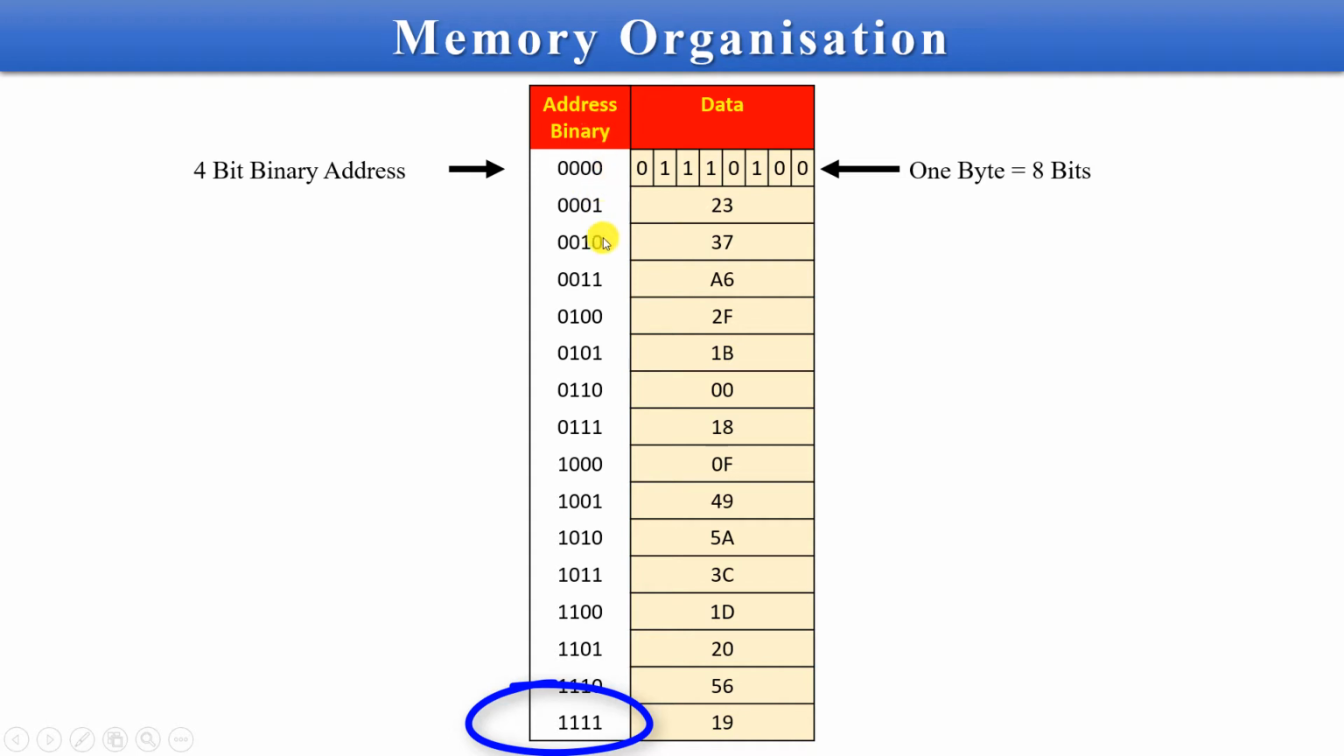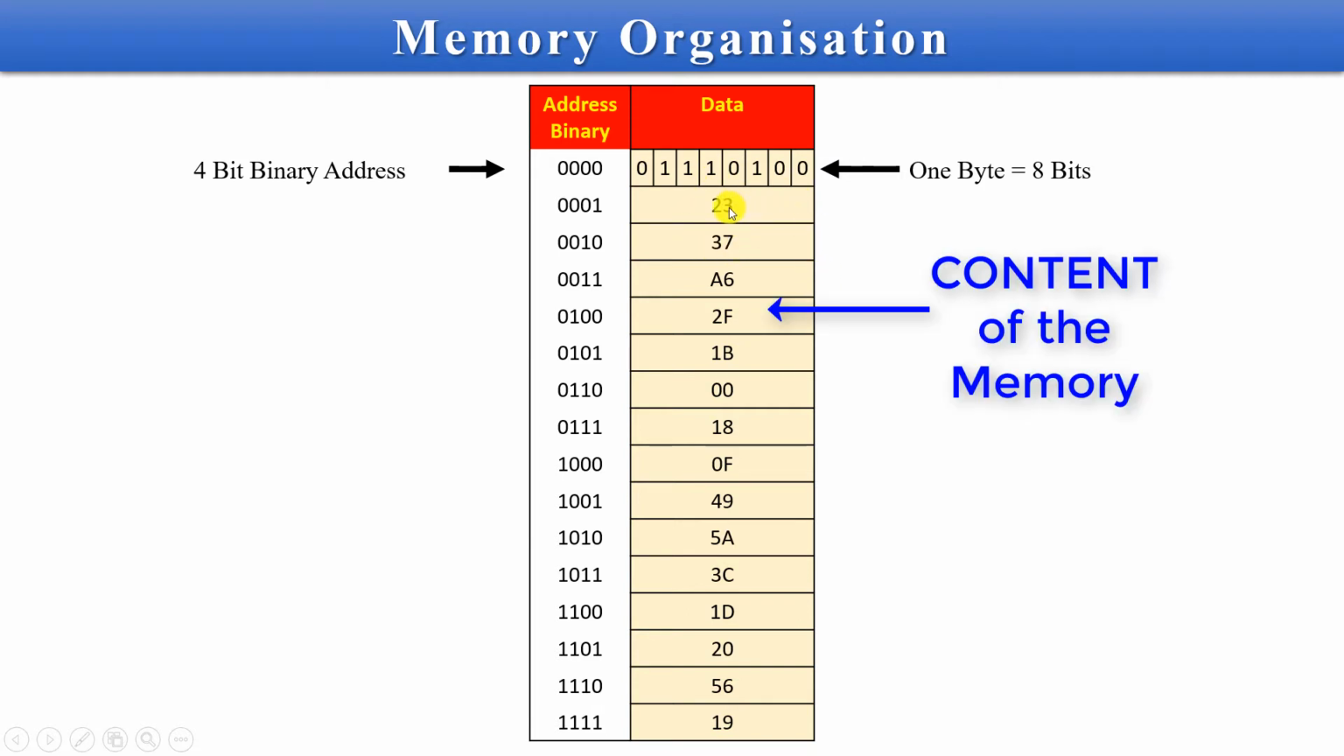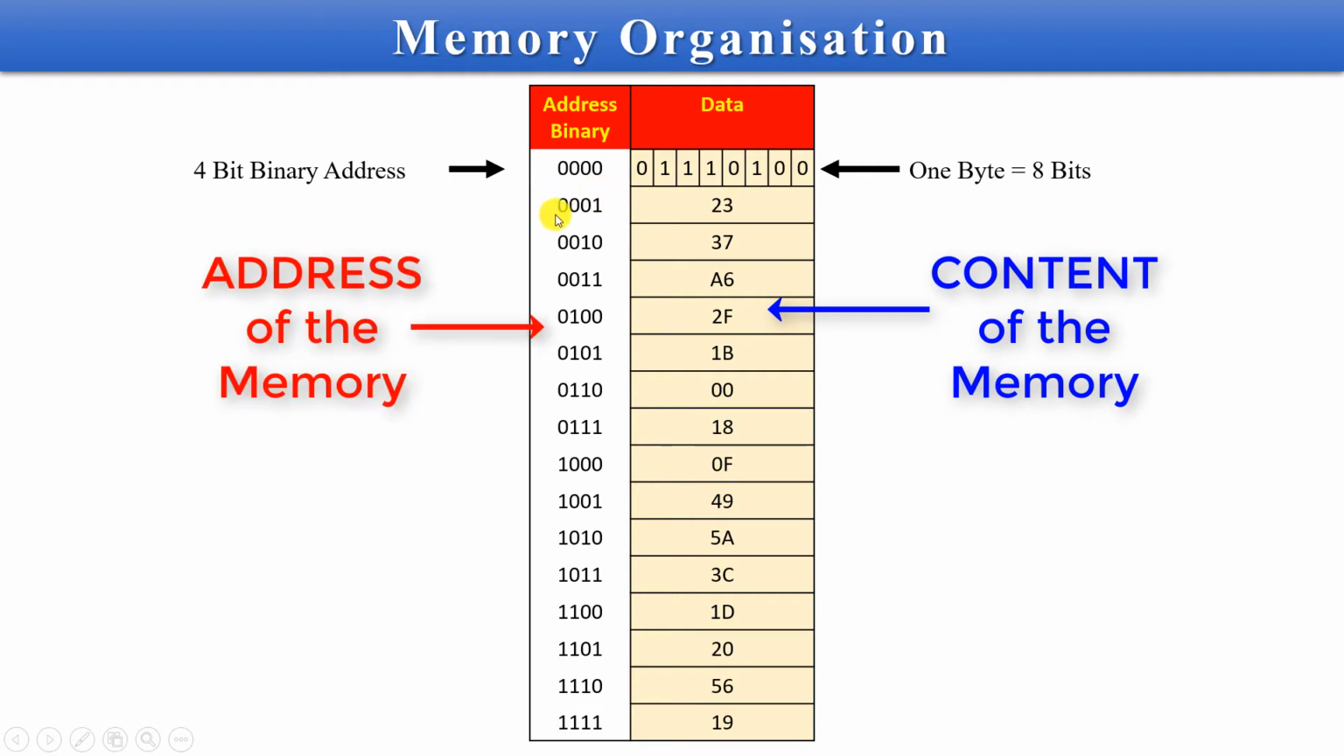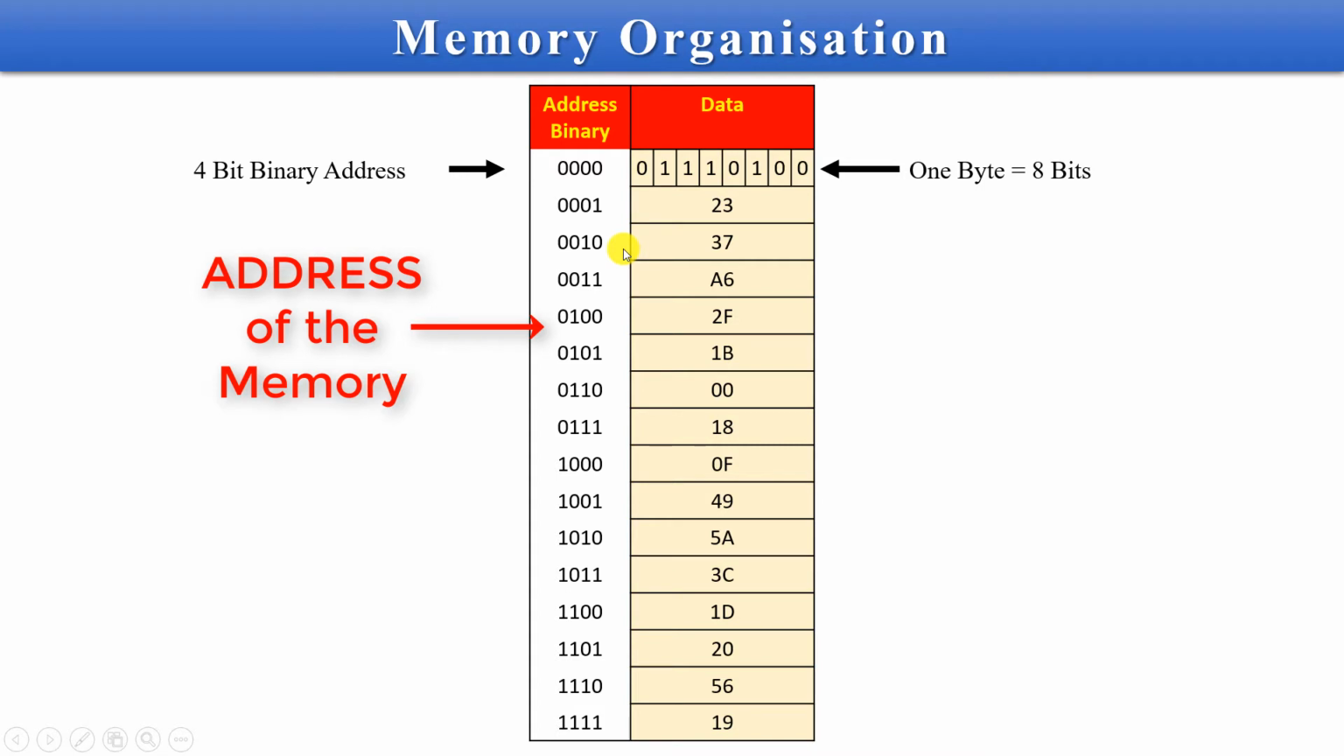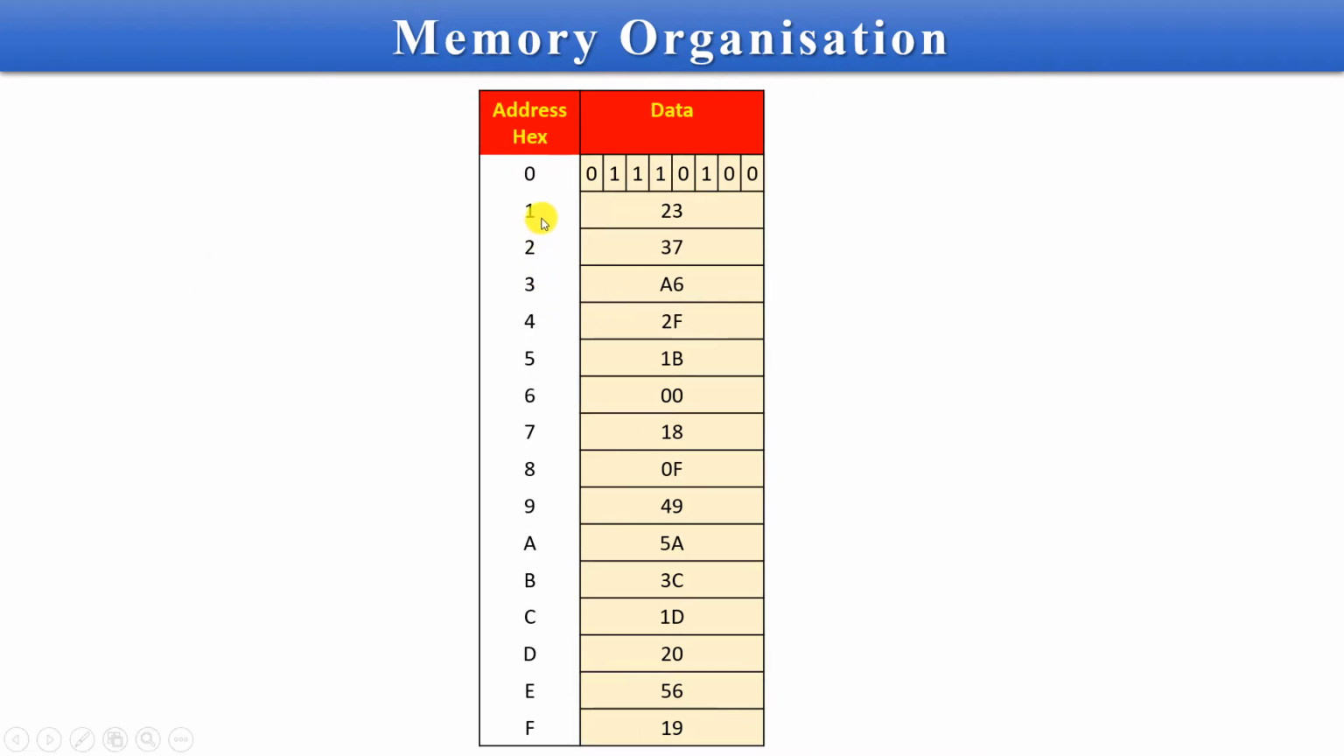So binary addresses are associated with the data in the memory. You can see that there are two numbers associated with the data in the memory. The first number is the content of the memory and the second number is the address of the memory. Let us see how it looks when we write the addresses in the hexadecimal system. So it is 0, 1, 2, 3, 4, 5, 6, 7, 8, 9, then A, B, C, D, E, F and so on.